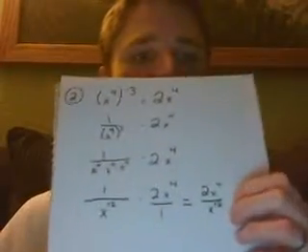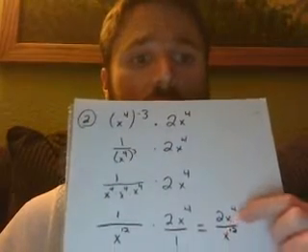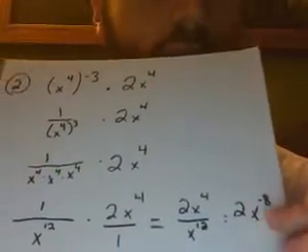Now, am I done? I'm almost done, okay? Because now I'm dividing powers with like bases. So x to the 4th divided by x to the 12th, I subtract the powers, and that would give me x to the negative 8th, because 4 minus 12 is negative 8, and I can't forget about my 2. So here's what I have. I have 2x to the negative 8.